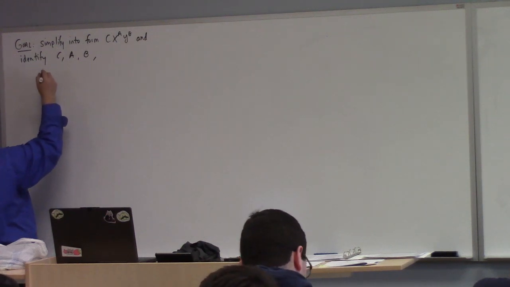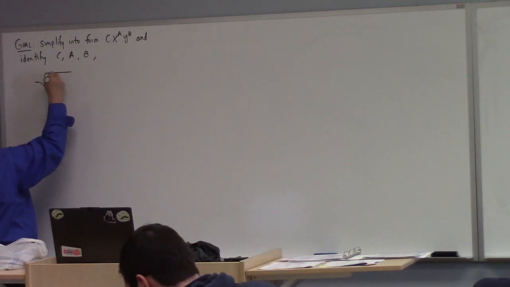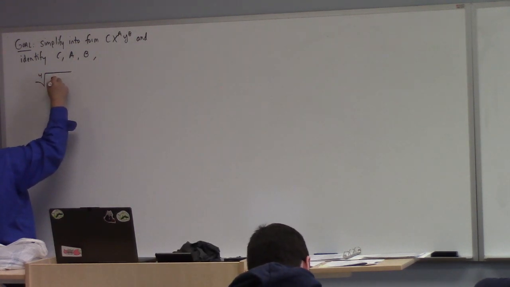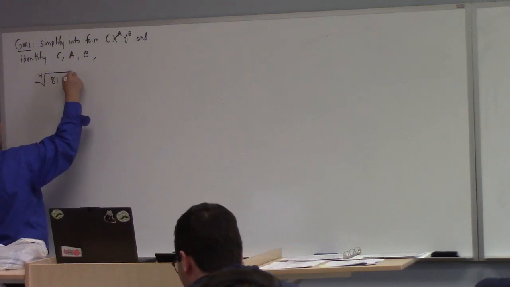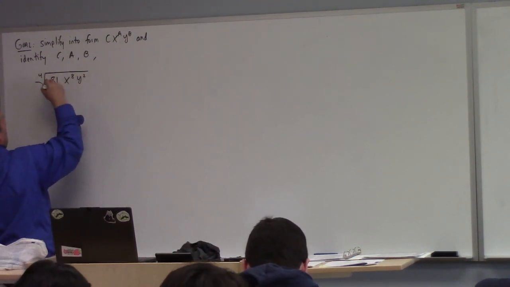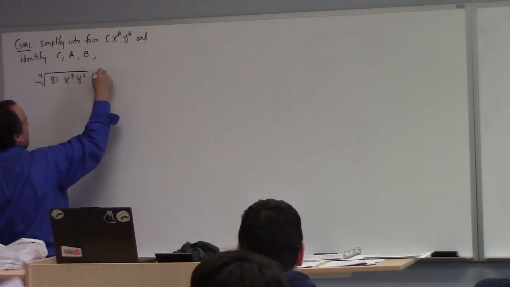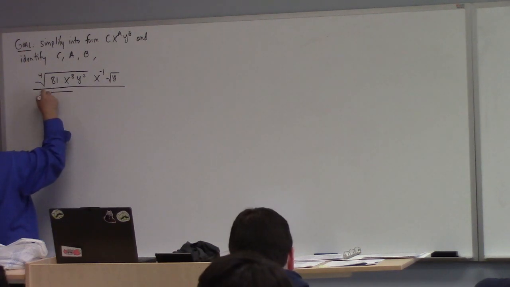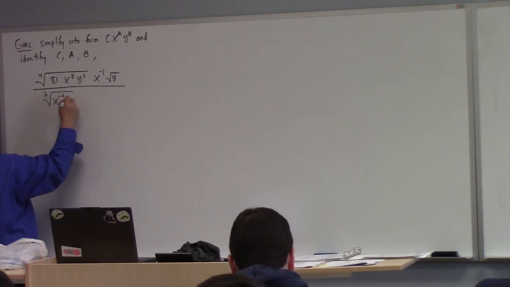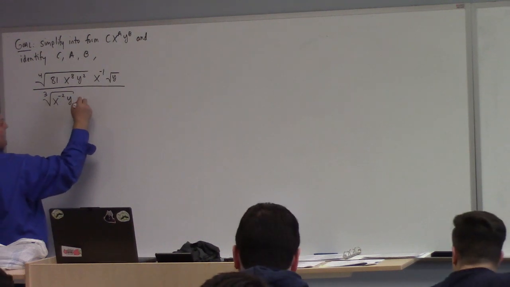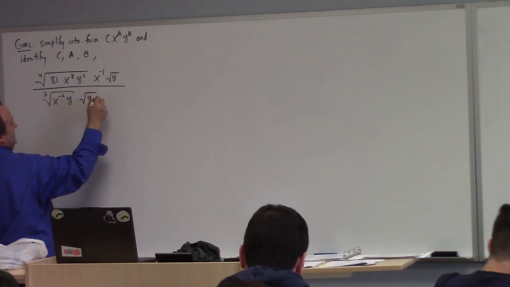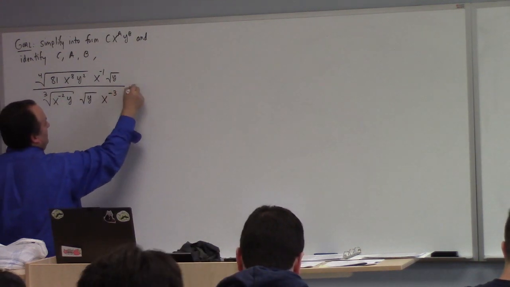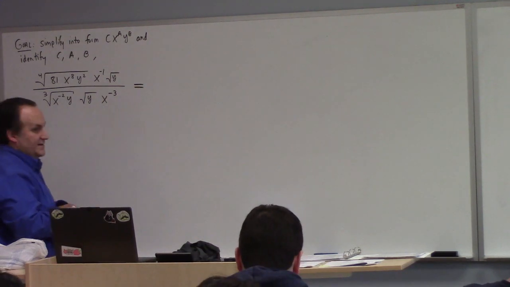I'll make us something up. So suppose we've got the fourth root of 81 times x to the eighth times y squared, all of that times x to the minus 1 square root of y, divided by the cube root of x to the minus 2 y times the square root of y times x to the minus 3. There we go. That seems hideous enough.